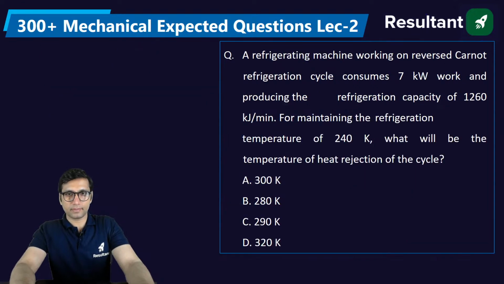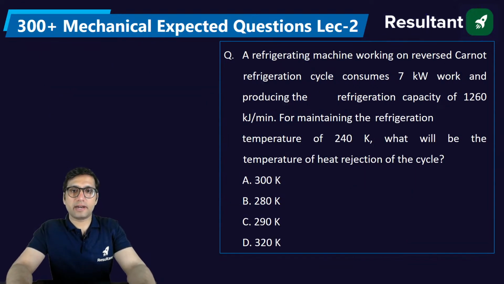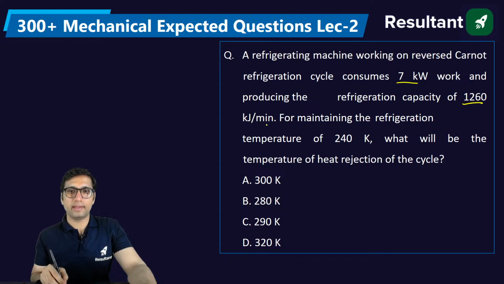A refrigerating machine working on the reverse Carnot refrigeration cycle consumes 7 kilowatt of work and produces a refrigeration capacity of 1260 kilojoule per minute. For maintaining the refrigeration temperature of 240 Kelvin, what will be the temperature of heat rejection of the cycle? So how are you going to solve this question?